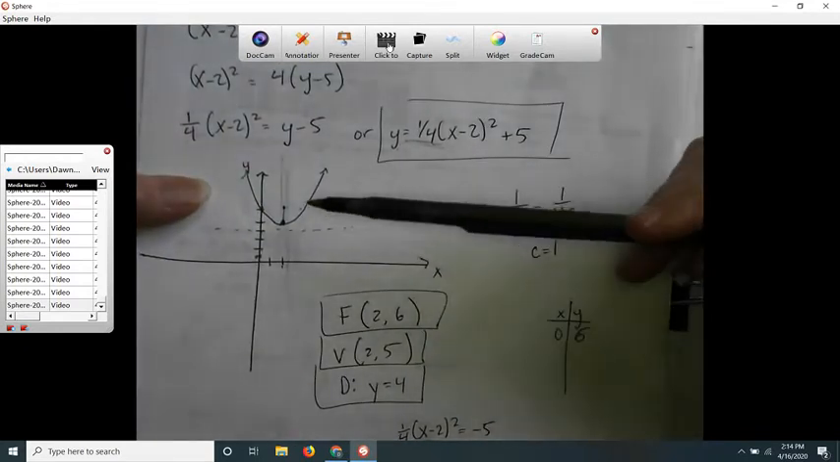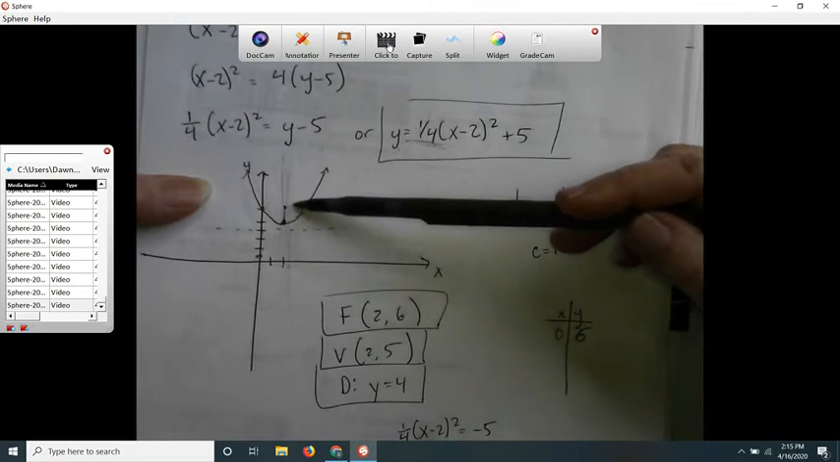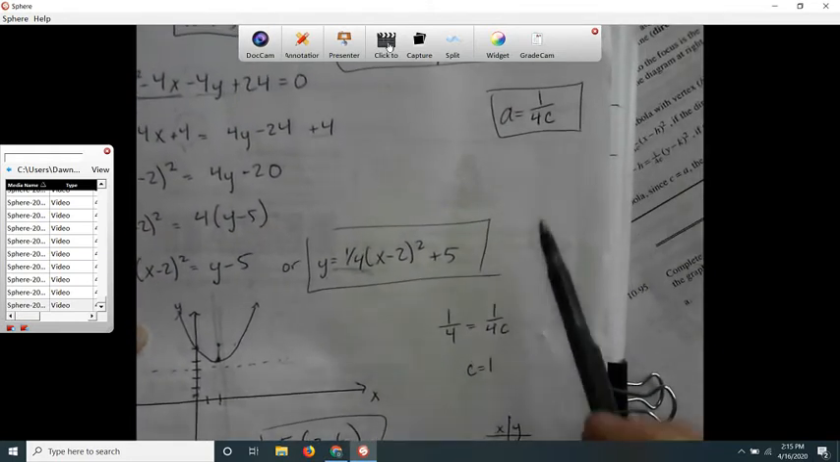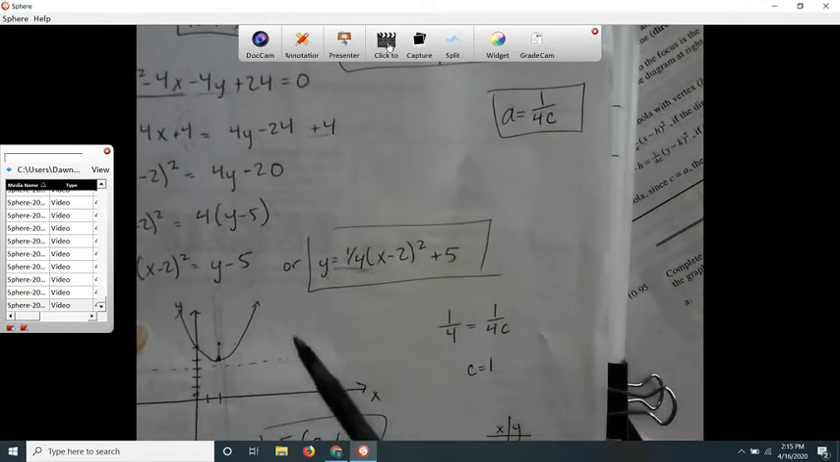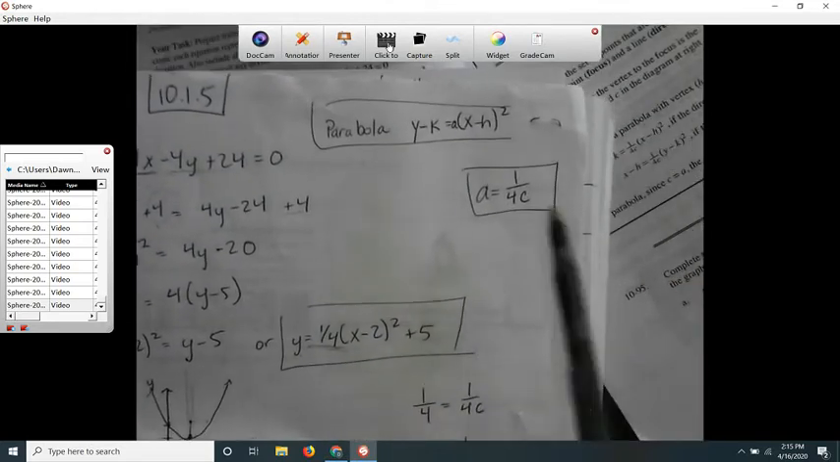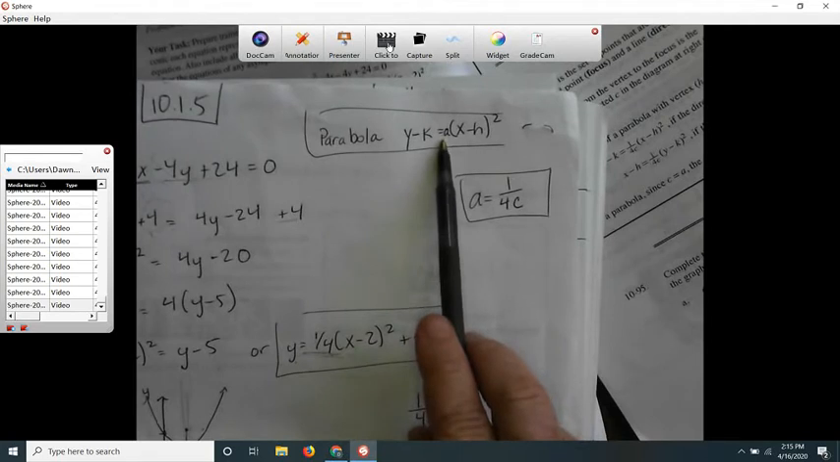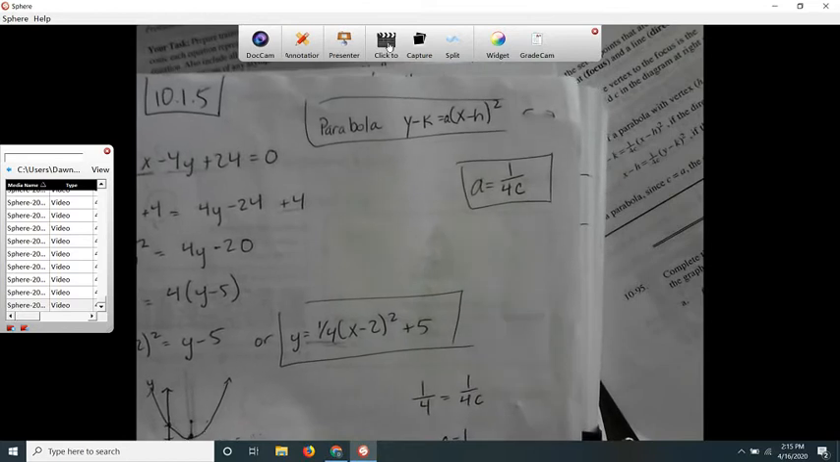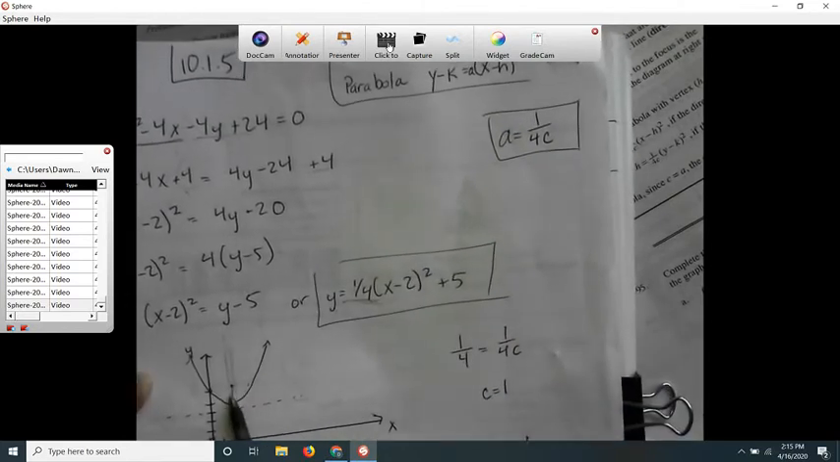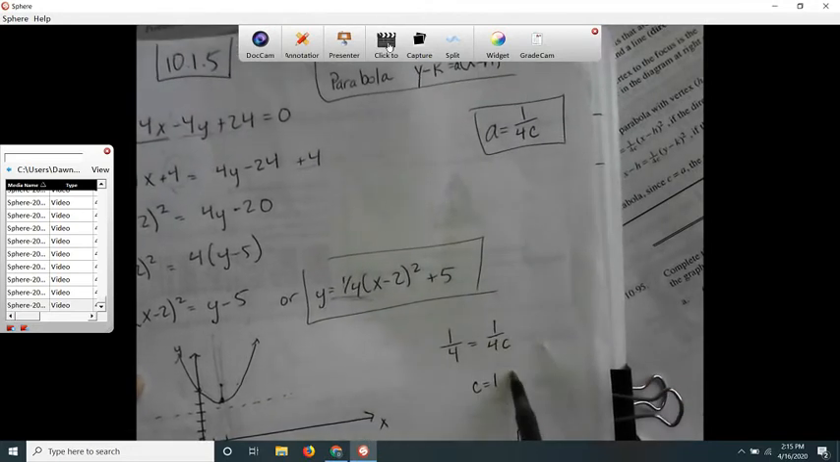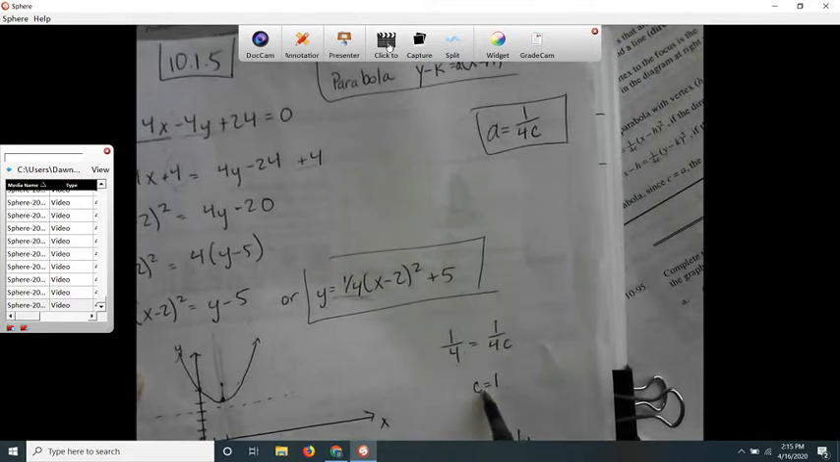Then all I need is the focus. I found the focus to be right there, and the way I do that is I know that c is the distance between the vertex and the focus. So I solved for c by going, remember a is our stretch factor, and a is equal to 1 over 4c, and c is the distance between the focus and the vertex. So I just set 1/4 equal to 1 over 4c, and c's got to equal 1.